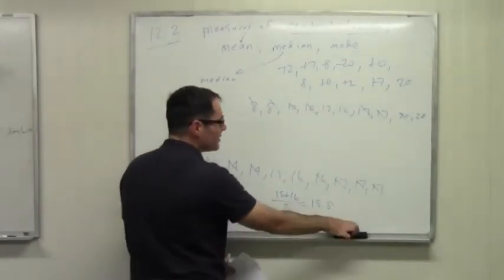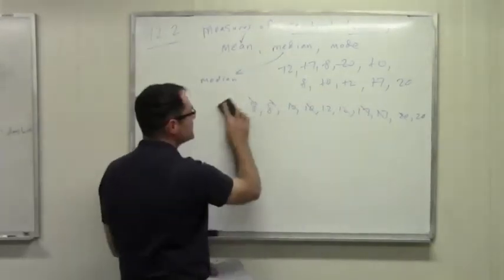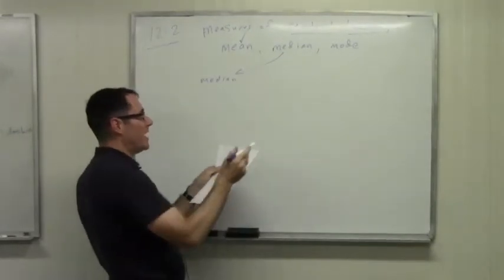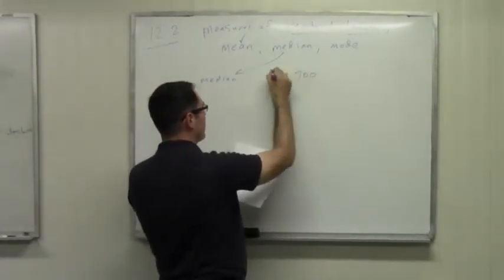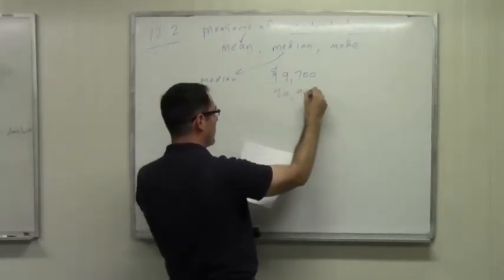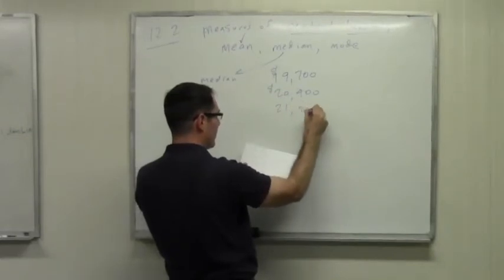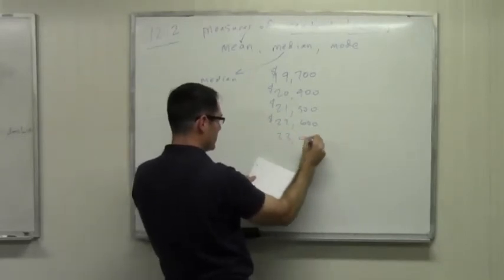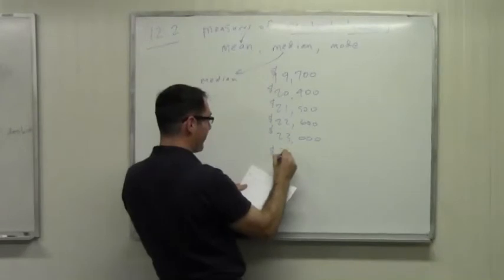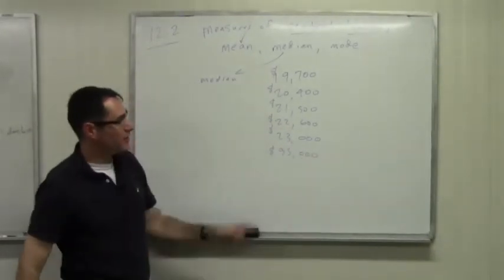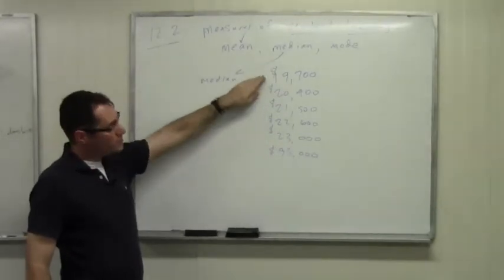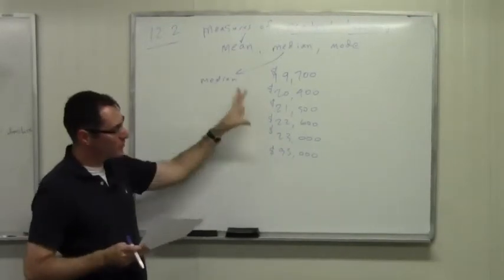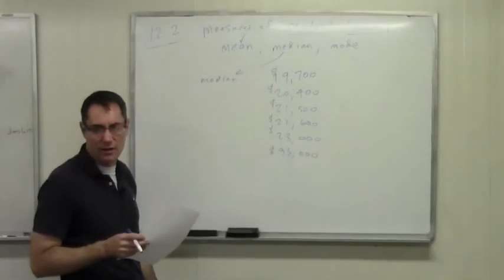Okay. So here's a little problem for you. Were you writing this down? No. OK. Let's say I have a bunch of salaries: 19,700, 20,400, 21,500, 22,600, 23,000, and then 95,000. Yeah, you want that job, right? 95,000. What's going on here? If you were asked, what's the typical salary, what would you call the typical salary?